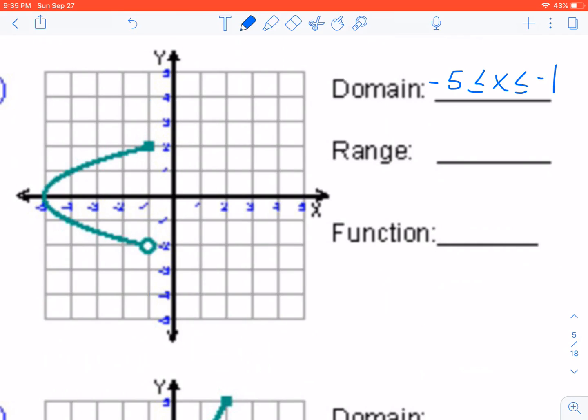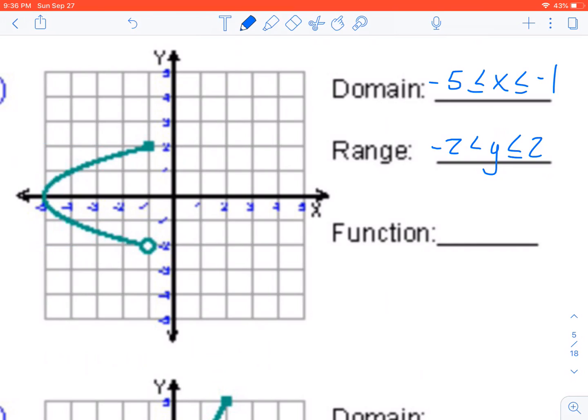Now, range, the farthest down it goes is -2. The highest up it goes is +2. So -2 less than y less than 2. Again, x is domain, range is y. It does not touch -2, so it's less than. It does touch +2, so it's less than or equal to, because it includes it.